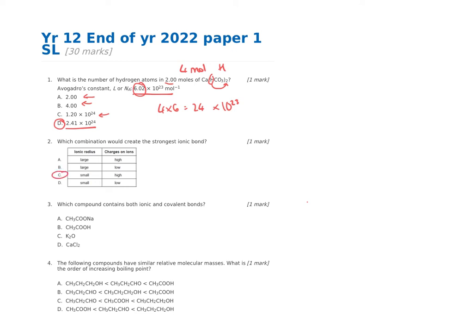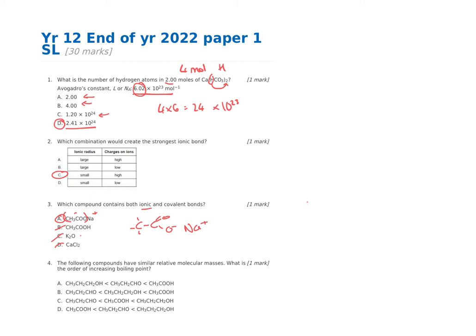Question 3, which compound contains both ionic and covalent bonds? So obviously ionic, it has to have a metal in it. So B doesn't have a metal in it. So this is going to be a negative ion and a positive ion. K2O is just going to be ionic, so it's not that. And KCl is just going to be ionic. So this first one is going to be a covalent structure, say, with an ionic bond. So it's going to be A.